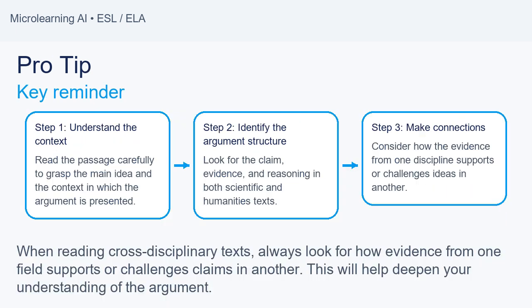Pro tip. When reading cross-disciplinary texts, always look for how evidence from one field supports or challenges claims in another. This will help deepen your understanding of the argument.